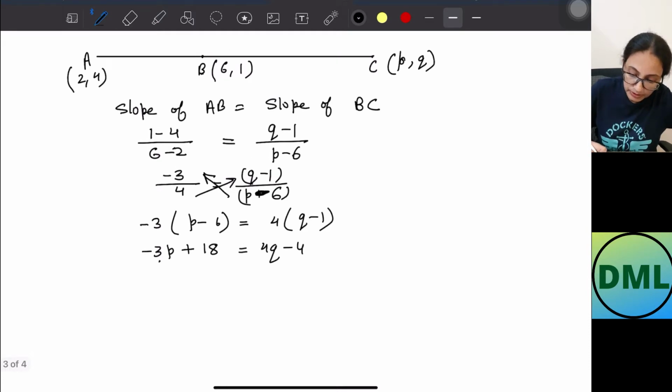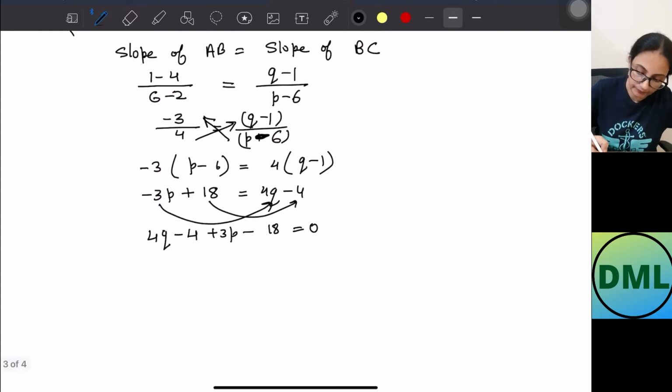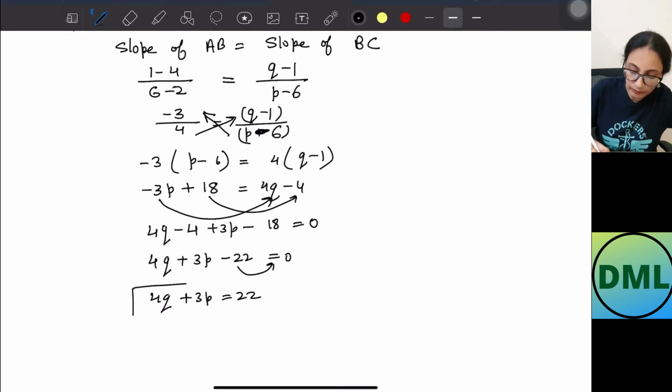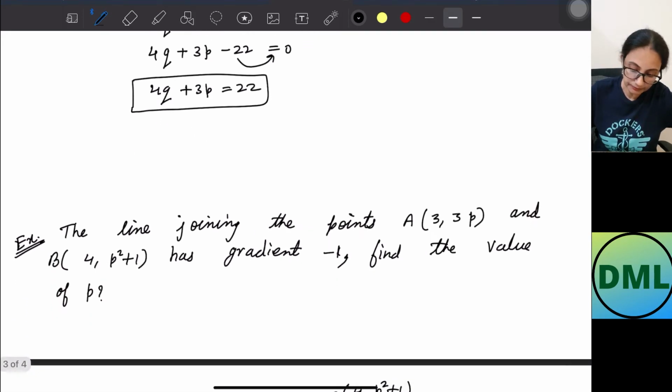Now move this 3p and 18 to the right hand side. That will be 4q minus 4 plus 3p minus 18 is equal to 0. So that is 4q plus 3p minus 22 is equal to 0. Now move this 22 to the right hand side. It will be 4q plus 3p is equal to 22, which I had to prove. Let's take one more example.